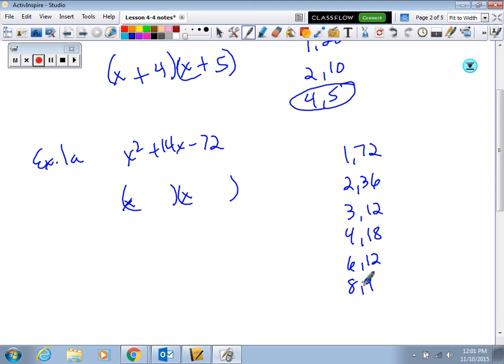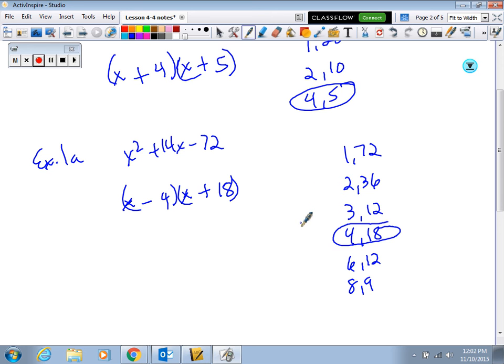So now what I'm looking for is I need factors of 72, which I have listed here, that have a difference, or that I can subtract, to get 14. And that's going to be this set right here. So I'm going to place a 4 and I'm going to place an 18. This is an example of me placing the signs last. I need to get a positive 14. So that means the 18 is going to get the plus, and the 4 is going to get the minus. Okay? And so that's pretty much how that works out.